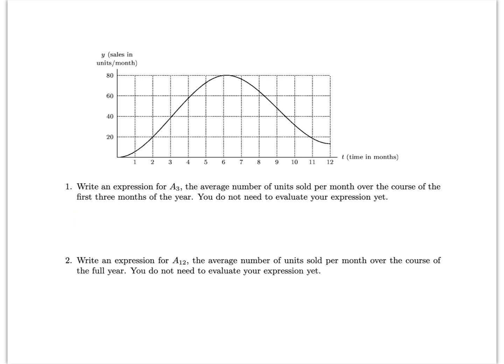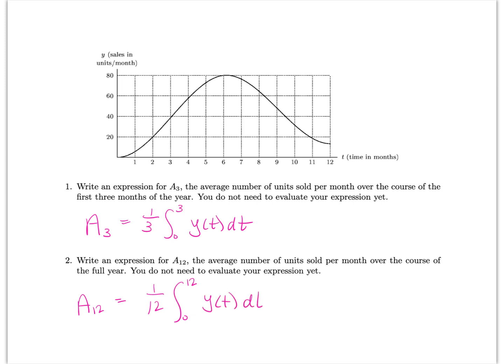So A3 is the average amount of sales, average number of units sold per month. So that is the average value of this function over the first 3 months. So we're going to have 1 over 3 times the integral from 0 to 3 of y of t dt. All right, and then if I want an expression for the average number of units sold per month over the course of the full year, that would be A12, which is 1/12 times the integral from 0 to 12 of y of t dt.